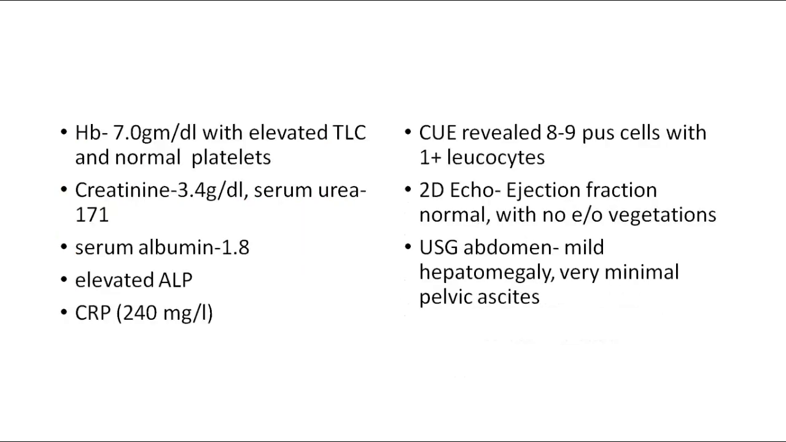For this child, hemoglobin is 7 grams and total counts are elevated with normal platelets, creatinine is 3.4 and urea is 171. Serum albumin is 1.8 and there is an elevated CRP of 240. In urine, there are around 8 to 9 pus cells with 1 plus leukocytes, and 2D echo showed normal EF without any vegetations. On ultrasound abdomen, there is mild hepatomegaly.